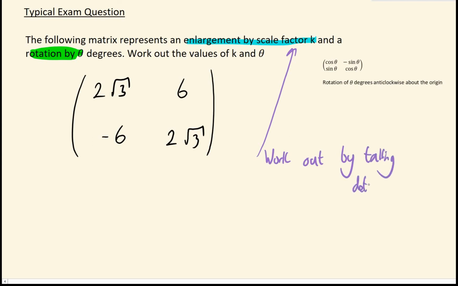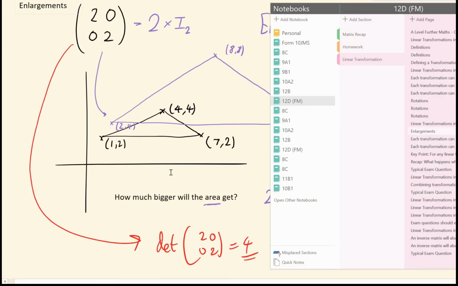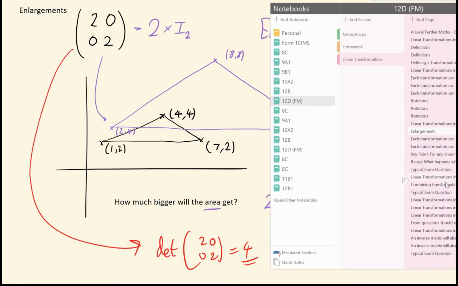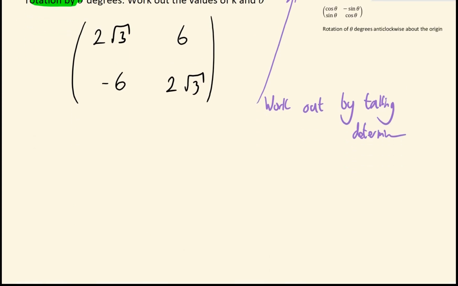So if I swing back a slide and we looked at the first enlargement, we noticed that the matrix (2, 0, 0, 2) had a determinant of 4. That means if the determinant is 4, the scale factor is going to be 2. So we're going to work out the determinant and then square root it, and that will give me my enlargement scale factor. So let's go for this one straight away.